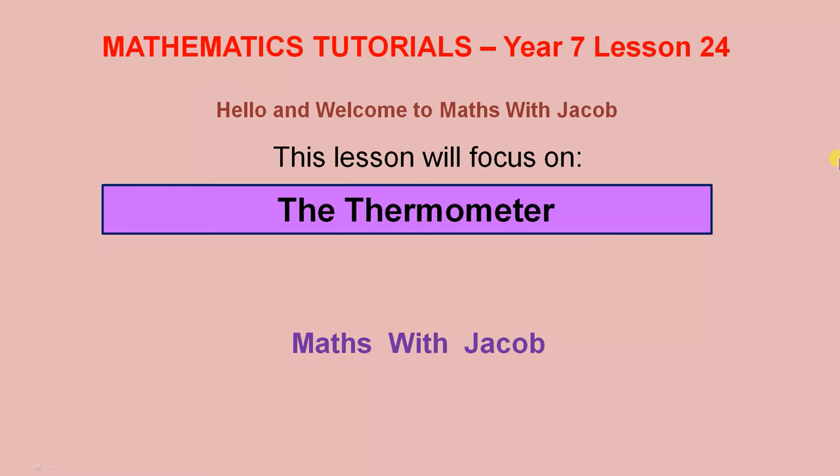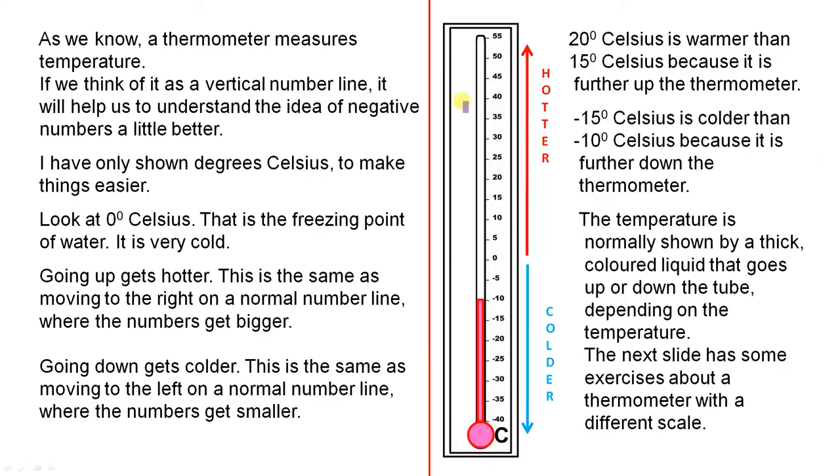This lesson will focus on the thermometer. As we know, a thermometer measures temperature. If we think of it as a vertical number line, it will help us to understand the idea of negative numbers a little better. I have only shown degrees Celsius to make things easier.